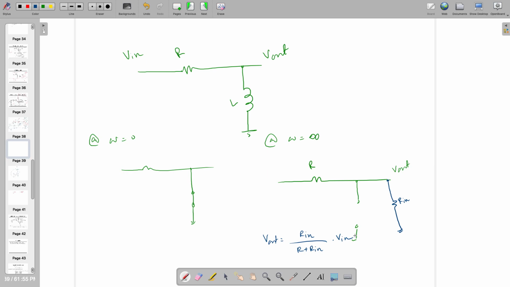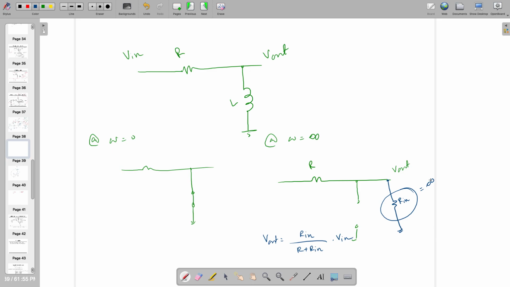So if this is some low value, then of course it will be divided between two resistances. Sometimes you are seeing a similar thing, which is known as the loading effect. But if it is infinity, then there is no problem, right?